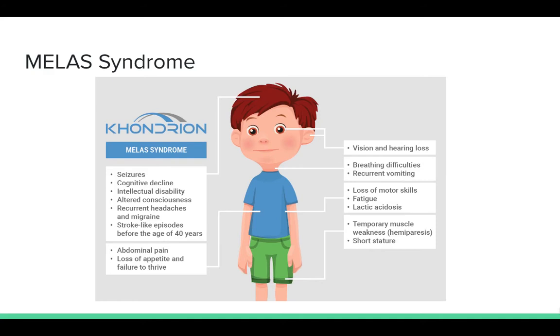MELAS is a rare disorder that usually begins in childhood, around ages 2 to 15. It mostly affects the nervous system and the muscles. The distinguishing feature is the stroke-like episodes. Hearing loss and fatigue are also symptoms. People with MELAS have an accumulation of lactic acid in the blood, which can lead to vomiting, abdominal pain, fatigue, muscle weakness, and difficulty breathing.